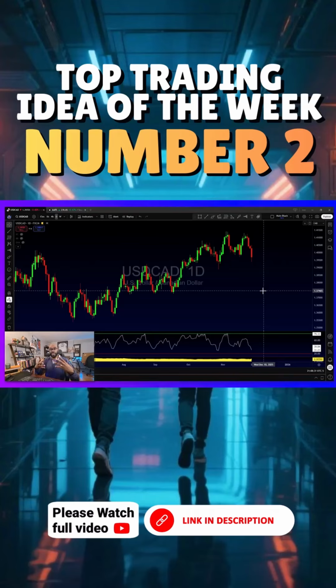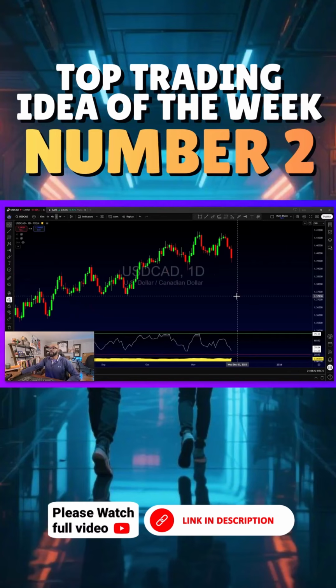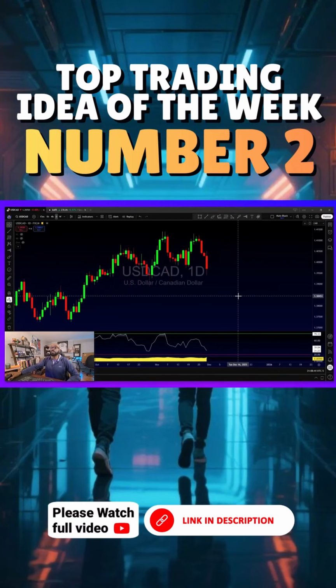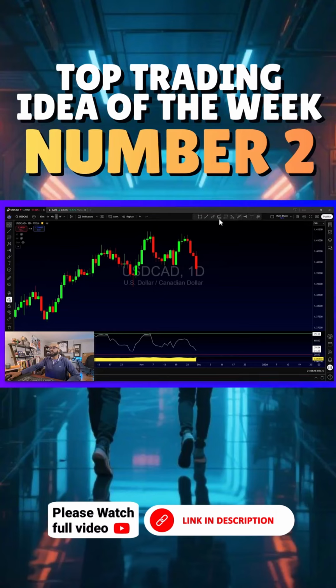Another potential advanced pattern formation, but another interesting one that may be able to be used in a different, more profitable type of way. So the last pattern we looked at was going to be a bat pattern. This is going to be a Gartley here on the daily.